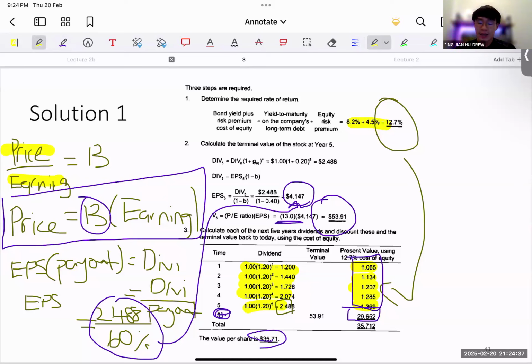Do you have any questions for this? So the formula for trailing PE is generally the current price and the current earnings they have.